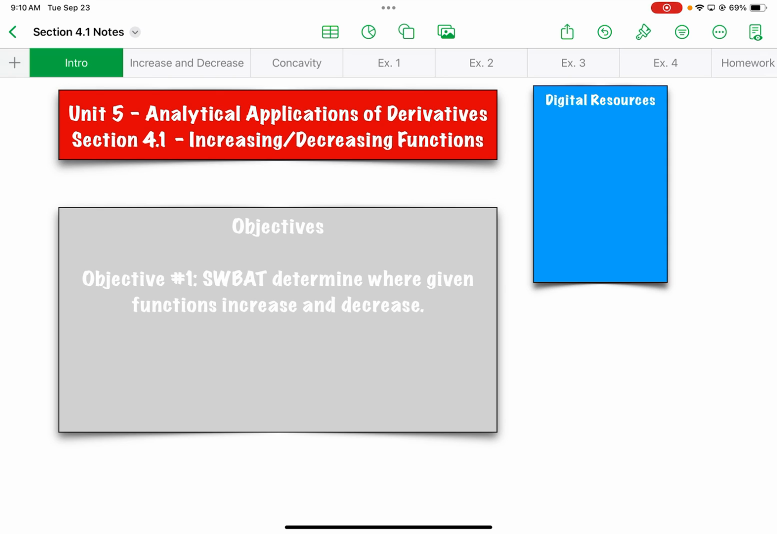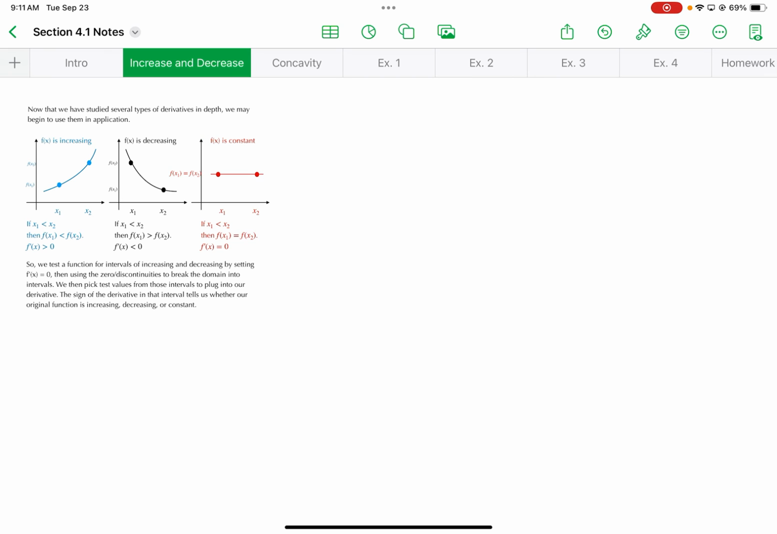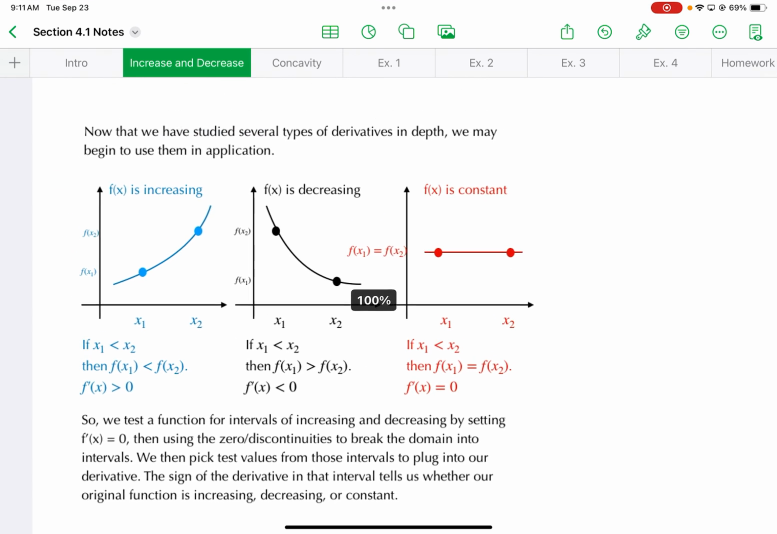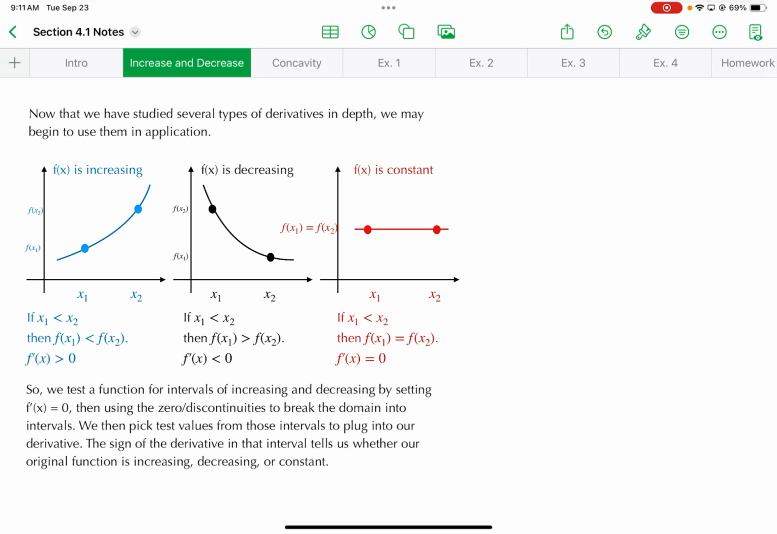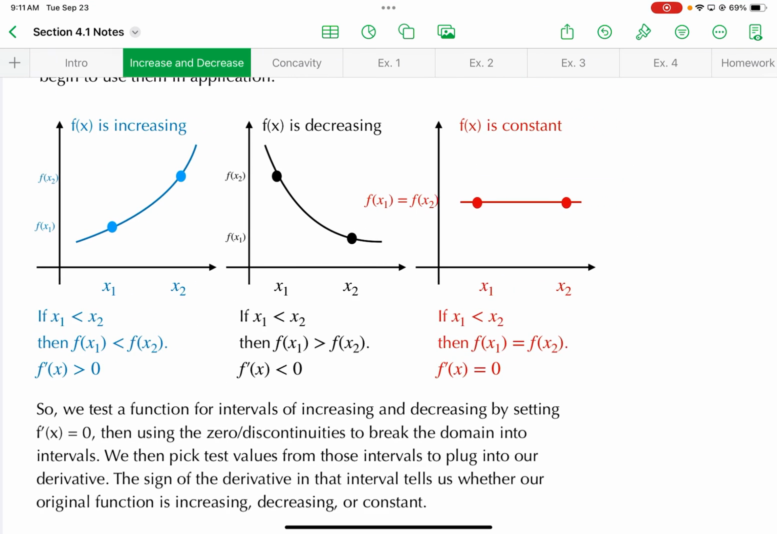So if you have a positive rate of change, your function's increasing. If you have a negative rate of change, your function is decreasing. What about if your rate of change is 0? What's your function doing? It's not changing, so it's constant, right? Good. And that's what this next slide shows us, this very zoomed out next slide. Now we've studied several types of derivatives in depth, we can actually start using them in application.